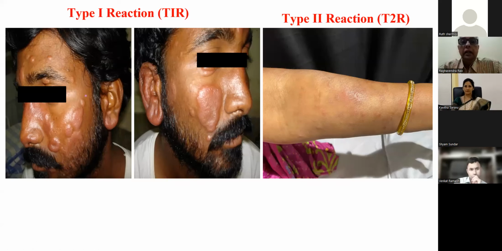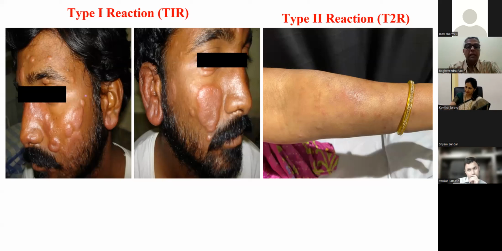Now, type 1 lepra reaction is an example of delayed type hypersensitivity reaction, whereas type 2 lepra reaction is an example of immune complex mediated or type 3 in the Coombs and Gell classification. Type 2 lepra reaction will have a lot of constitutional disturbances. They might have iridocyclitis, orchitis, mild neuritis, and arthritis. So patients with type 2 lepra reactions generally feel very sick.